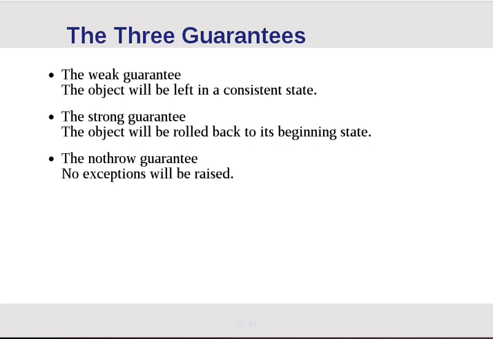And the three guarantees are: the weak guarantee says simply that the object will be left in a consistent state. So, for instance, it won't have any dangling references to objects that don't exist, or IDs of active records that don't exist anymore. The strong guarantee says that the object will be rolled back to its beginning state, so it'll either succeed or it'll go back to as if it was never called in the first place. And then the strongest guarantee is the no-throw guarantee, which says that no exceptions will come out of this method.